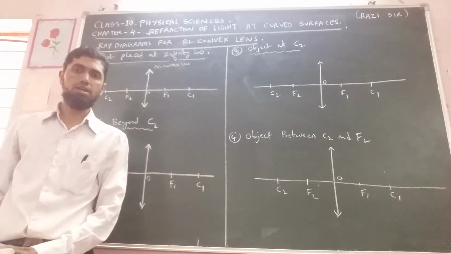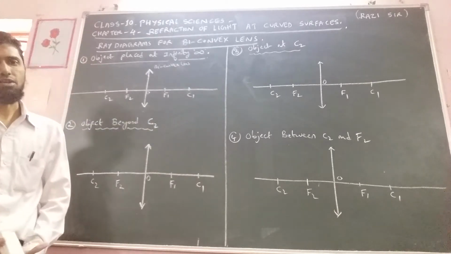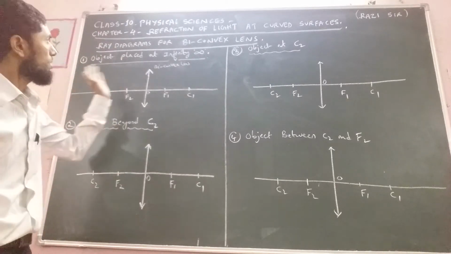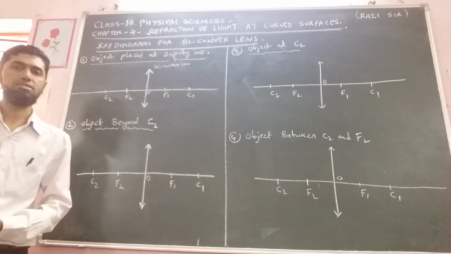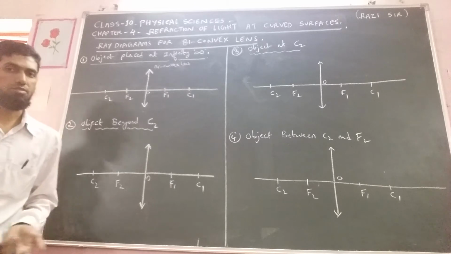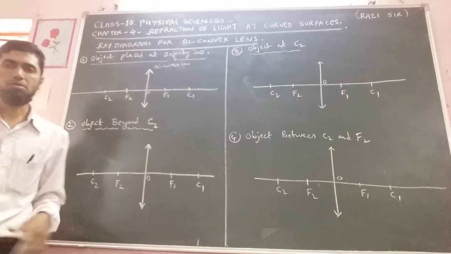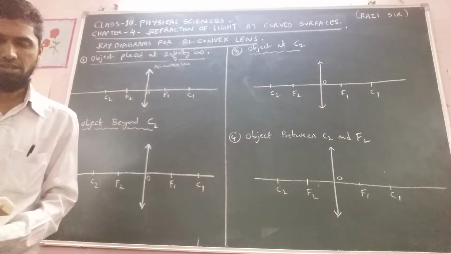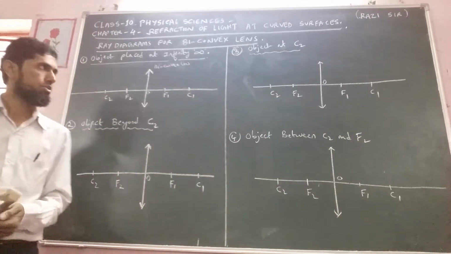Hi students, today let us learn the ray diagrams for the convex lens, the biconvex lens: how the object is placed at various positions, how we get the images, and what is the nature of the images. So here we have the object placed at various positions. Based on the position of the object, the image characteristics will change.